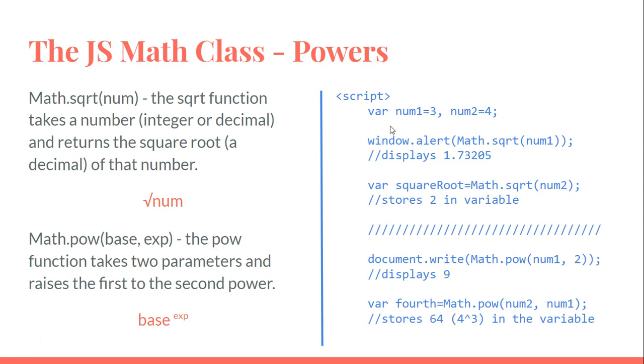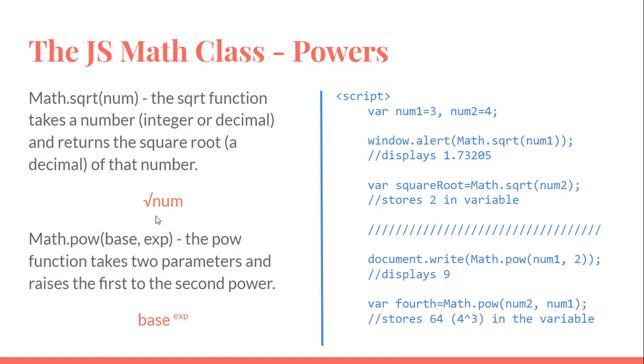So over here on the right, you'll see that I've got num1 equals 3 and num2 equals 4. If I window.alert Math.sqrt(num1), that's taking the square root of 3. So I'm displaying 1.73205 and so on. And if I take Math.sqrt(num2), the square root of 4 is 2. So inside of the square root variable, that variable is now set equal to the value 2.